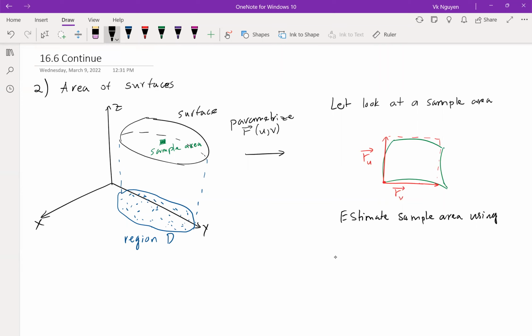The cross product of two tangent vectors gives the area of a parallelogram formed by two tangent vectors. Okay, here we want the area, a sample area. You want it to be as small as possible. So I'm going to multiply this by du, and here comes dv.